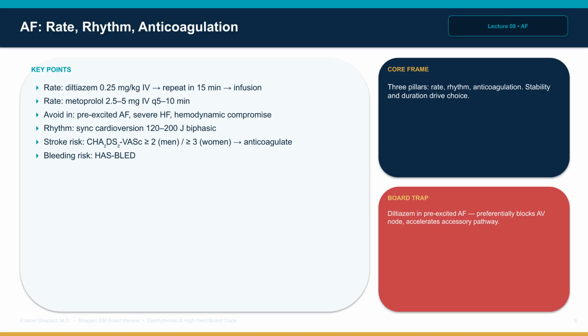Trial trivia the ITE loves: the AFFIRM and RACE trials showed no mortality benefit of rhythm control over rate control in stable chronic AFib. Boards reward picking rate control as the default in older stable patients.